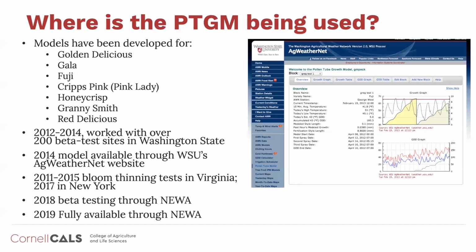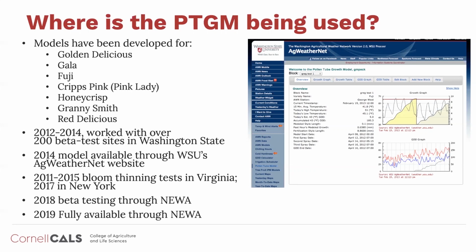So currently we have developed these empirical pollen tube growth models for 7 varieties that you see in the top left. These are chosen largely because Washington State Tree Fruit Research Commission paid for a lot of this research early on, and these were the varieties that they were focused on in Washington State. And so on the right there is how the model has been implemented in Washington State, and it's getting a lot of use there. I think bloom thinning has become one of the most common ways of crop load management in Washington State.